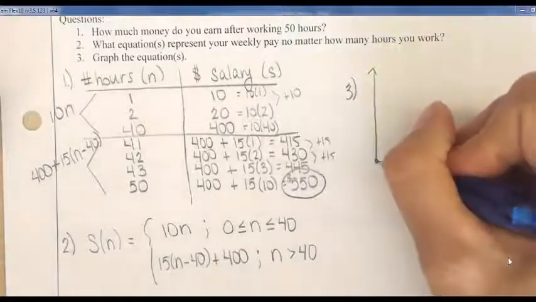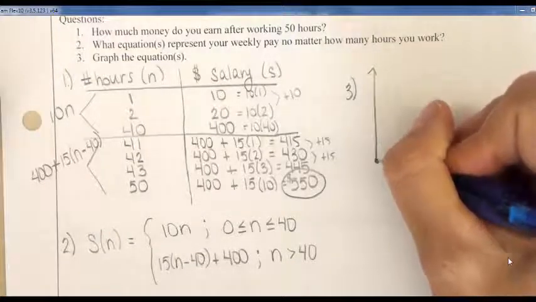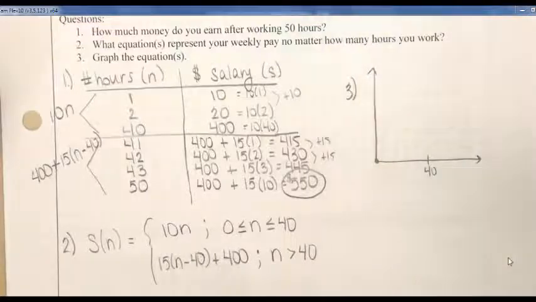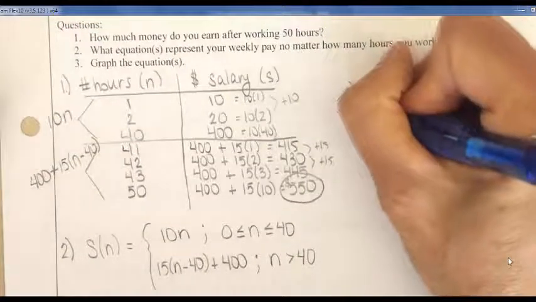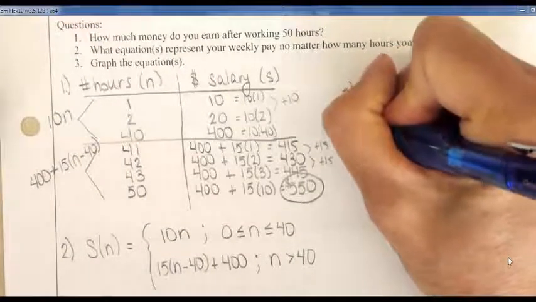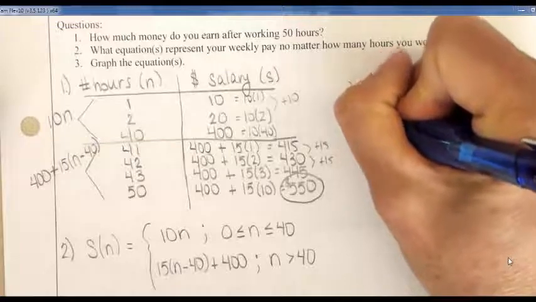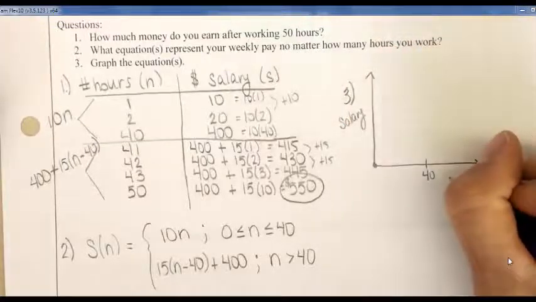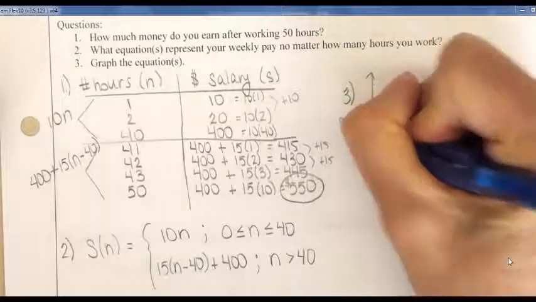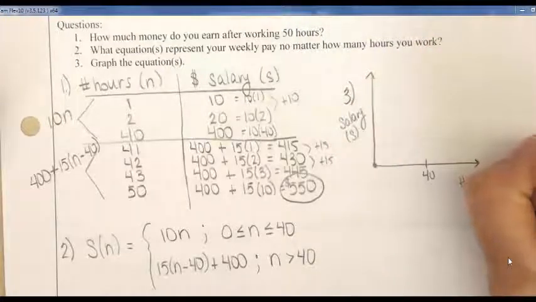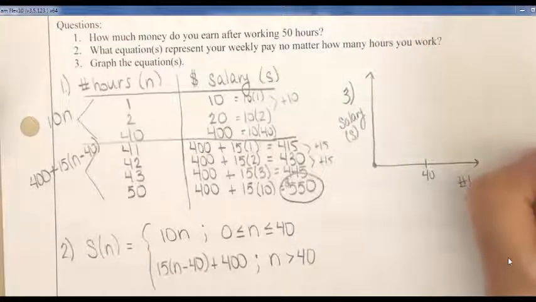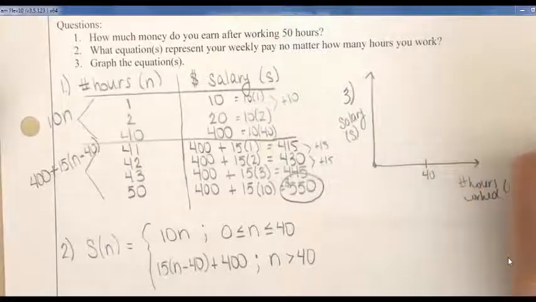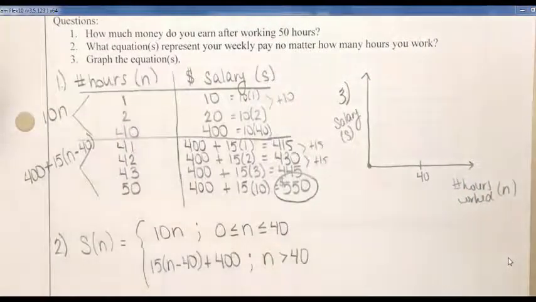And then from there, I basically go up for every, I should label my axes. I haven't done that. So this is my salary. This is my number of hours worked. So we'll call this S. And we'll call this N. Sorry. I got a little excited. I didn't label my axes, but that's super important.